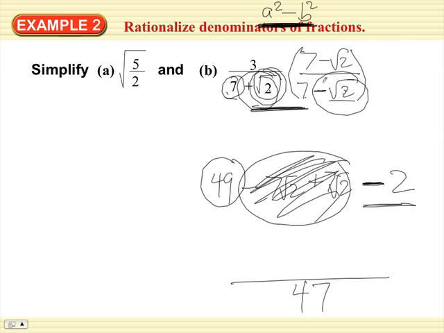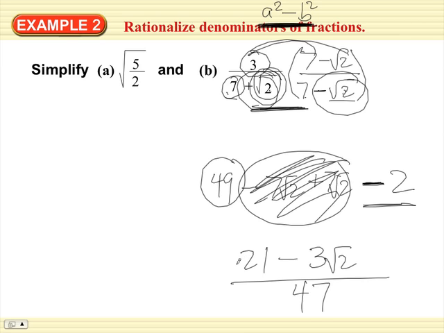7 minus root 2 up top. So 3 times 7 minus root 2. 3 times 7, 21. 3 times root 2, 3 roots of 2. No, that's not square root of 6. Okay, there you go. Now 21 minus 3 roots of 2. Can I simplify this to 18 roots of 2? Yes or no?